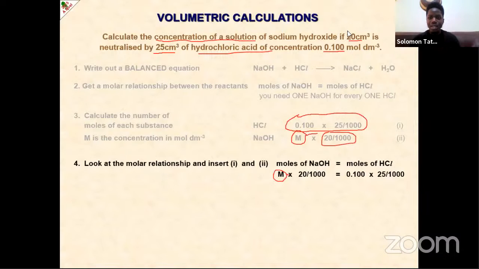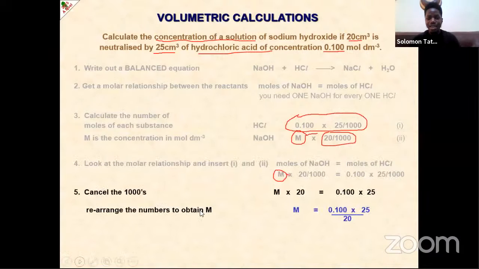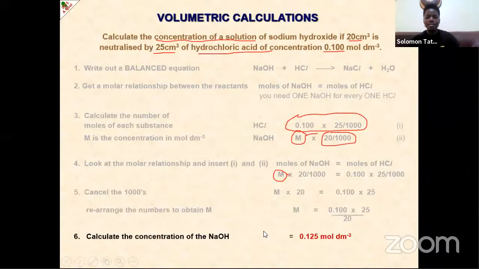Now, when you've done that, it becomes way easier. You just calculate and find that M will be equal to 0.1 times 25 over 20. Their 1,000 would cancel out from both sides. And then your final answer would be 0.125 molar, or moles per decimeter cubed.